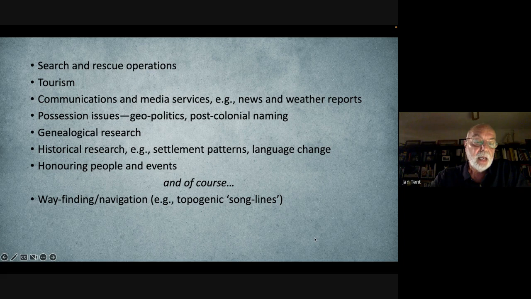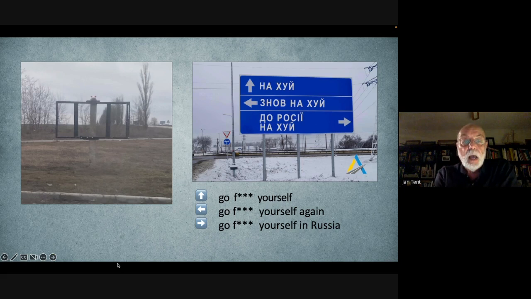This is very important, and these two images are from the Ukraine. And you'll notice the one on the left shows that there is no sign there at all. And the one on the right is in Russian, and it's a message to the Russian invaders, go F yourself, and go F yourself again, and go F yourself in Russia.